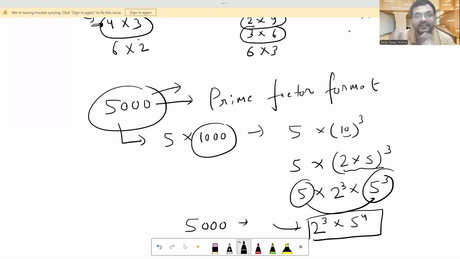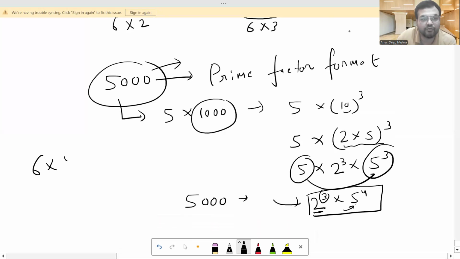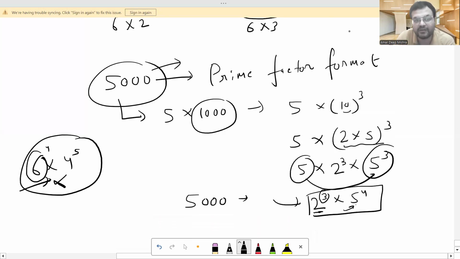Now, please remember, in the prime factor format, you will see only prime numbers and their powers. You will not see any composite number. Okay. So here you can see 2. 2 is a prime number and the power is 3. The second prime number is 5 and the power is 4. So in the prime factor format, you will get to see only prime numbers and their powers. Please keep this in mind. Okay. You cannot write 6 power 4 into 4 power 5 and then say this is the prime factor format. No, this is wrong, because 6 can further be broken down as 2 into 3.